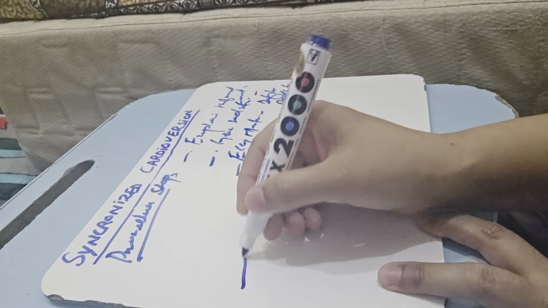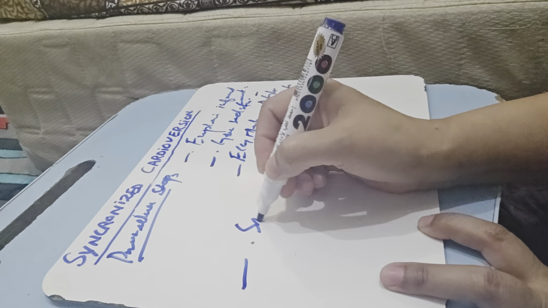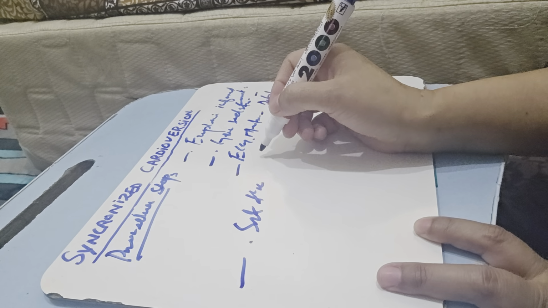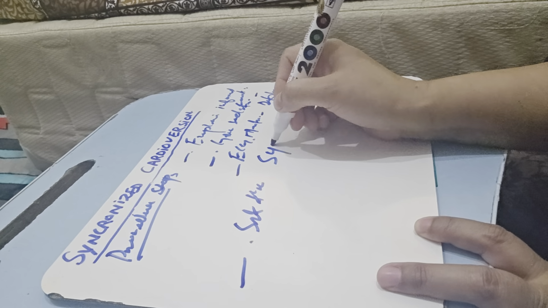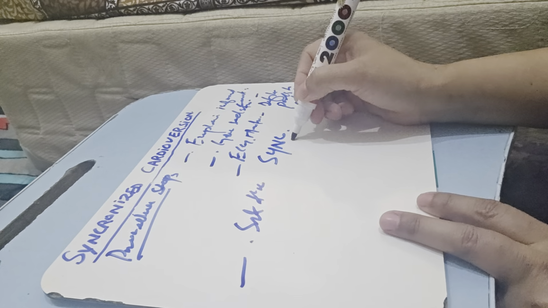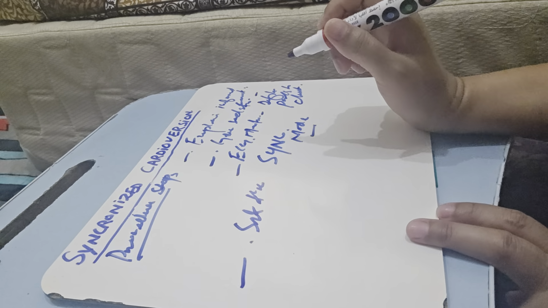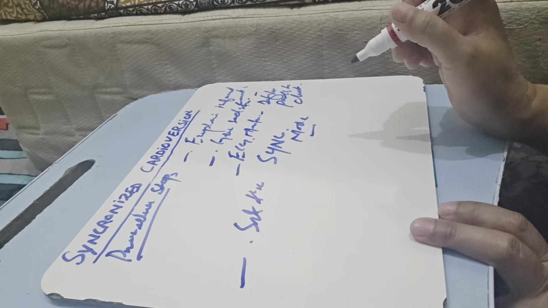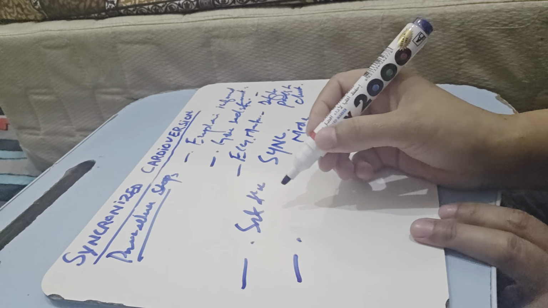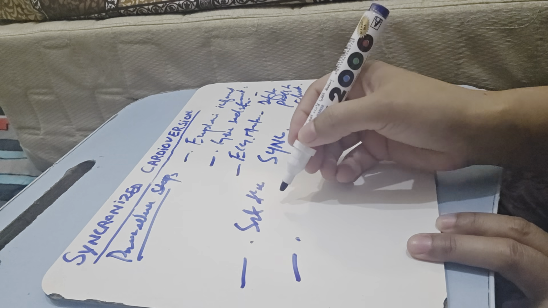Number four, set the machine. That is very important. Set the machine to sync mode. If you look at the machine, there is a sync mode. Always set the machine to sync mode. This is very important here. Number 5, the next is to select the energy level.